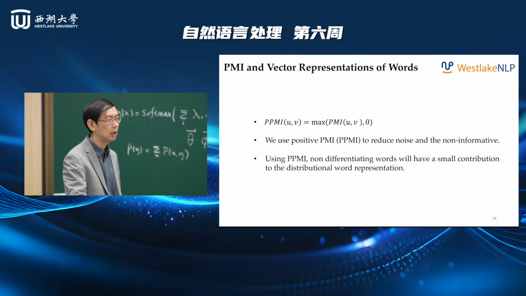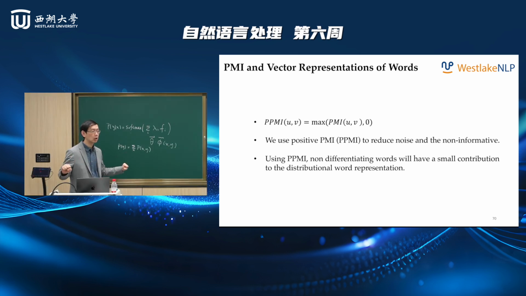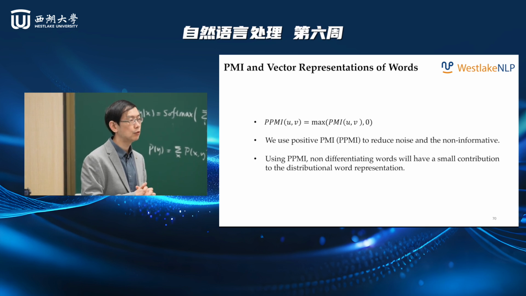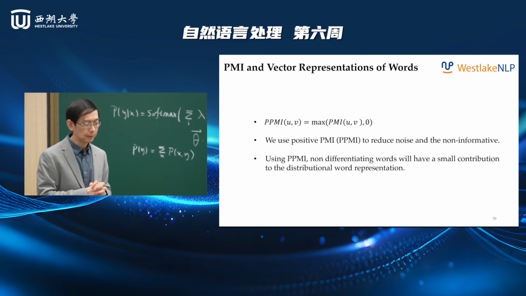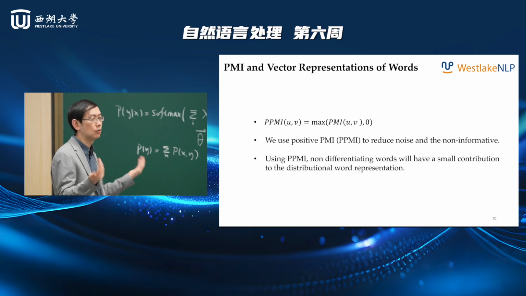As I mentioned earlier, PMI can be negative. If two words separately occur more frequently than their co-occurrence, their PMI is negative, which is not so useful when I define a word vector. So we can set all negative PMI to 0, resulting in a positive PMI, or PPMI, value. We can use PPMI in the word vector as a word representation so that every element is non-negative.